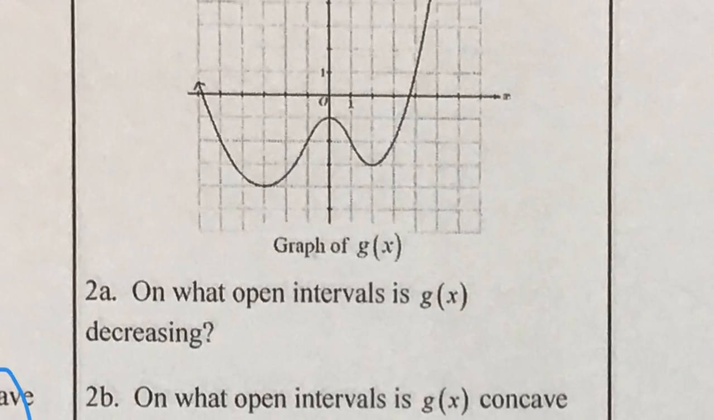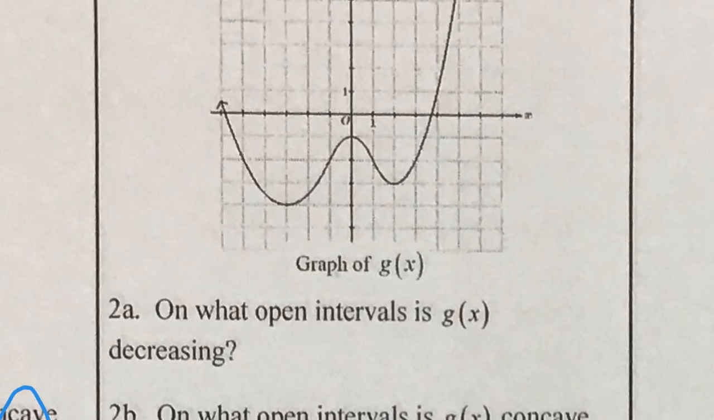On what open intervals is G decreasing? For decreasing, we're looking at y values going down, y values getting more negative. It looks like it happens here, the y values are decreasing to the bottom of that graph. And then again from this max to that min. So I would say there are 2 intervals on this graph where it's decreasing.